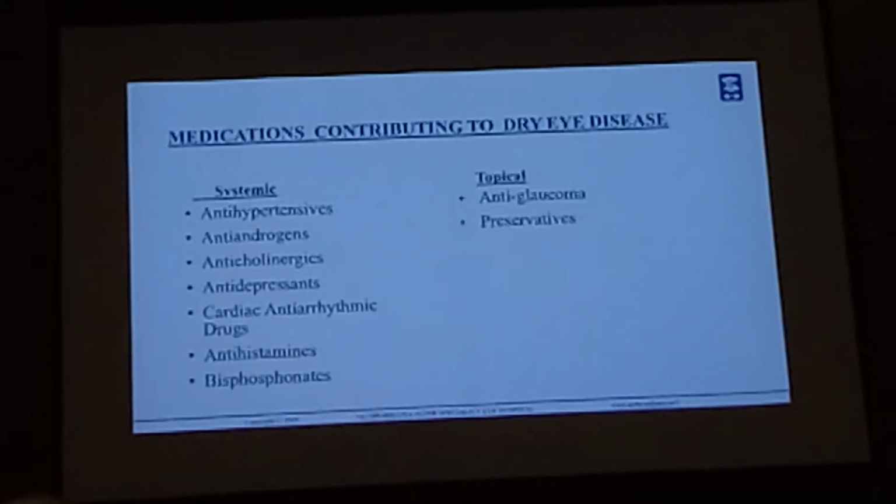Some of the systemic medications contributing to dry eye disease: most of the patients can be on antihypertensives. Hypertension is very common, so you have to take a history of this. Anti-androgens, anticholinergics, antidepressants, cardiac arrhythmia drugs, antihistaminics, and bisphosphonates. All of these can cause dry eye. Topical, many of the anti-glaucoma medications and other drops which have preservatives can increase dry eye.